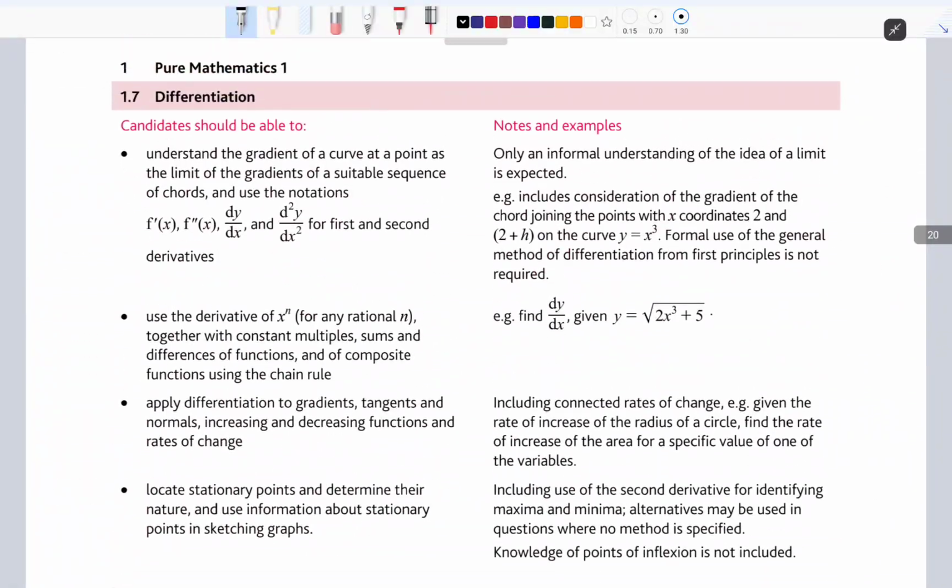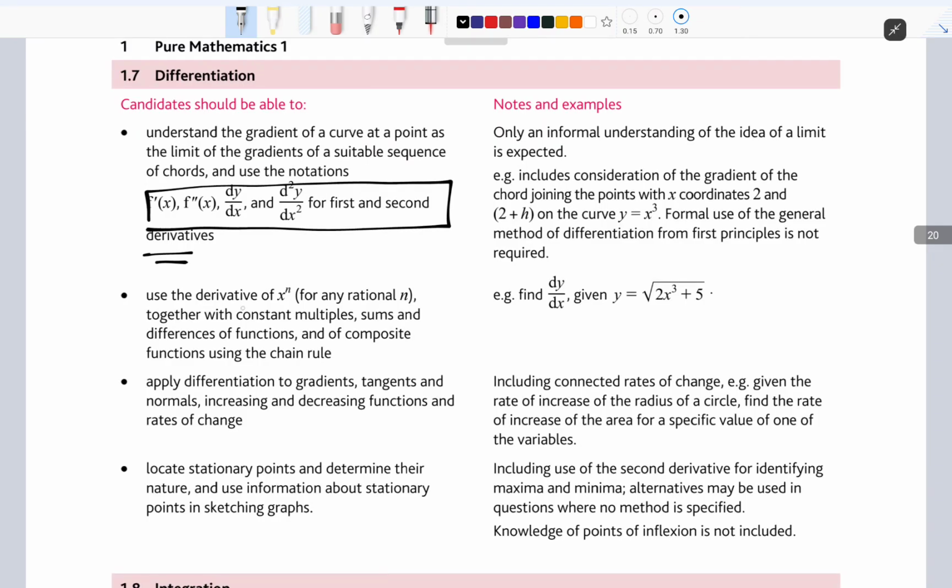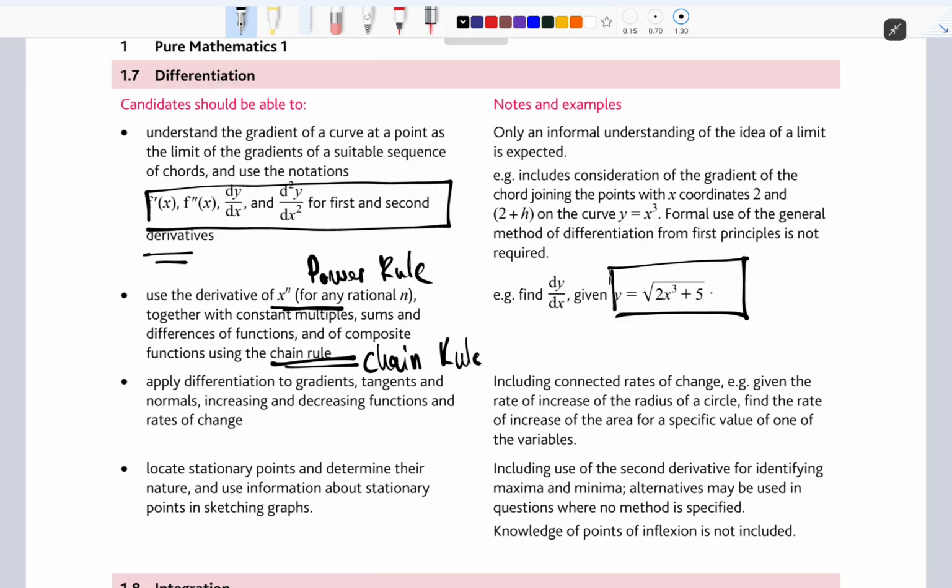Here it is from your syllabus. It's saying, for differentiation, what should you know? These are the second derivative and the third derivative. We are fine with that, don't worry. But here you should know the derivative for x to the n. This is just the power rule. And what else? The chain rule, only for polynomials.